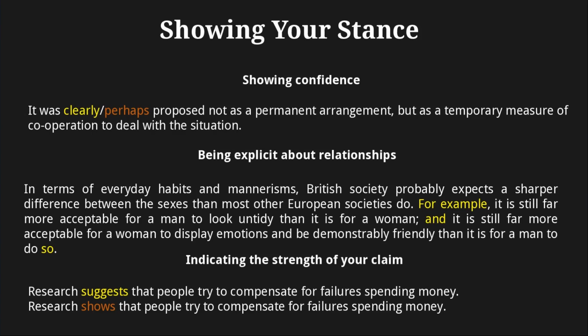By making relationships explicit using signal words like for example and so in the second example, the second paragraph. And by making the strength of the claim evident using verbs that express different levels of certainty, like in the last paragraph, in which the first sentence says suggest. In the second one, it says shows. Both verbs express different degrees of certainty.